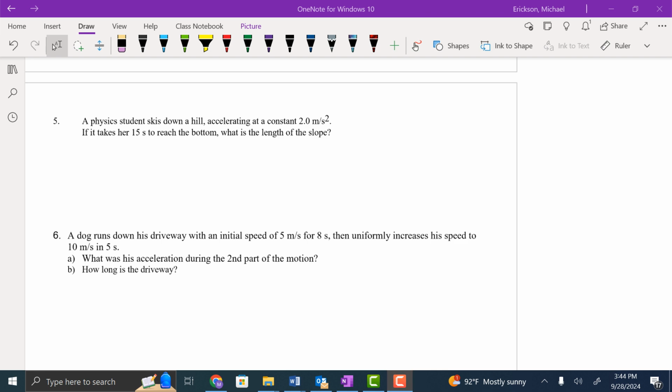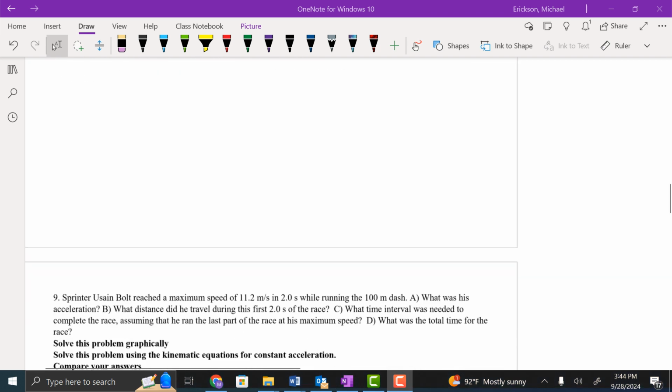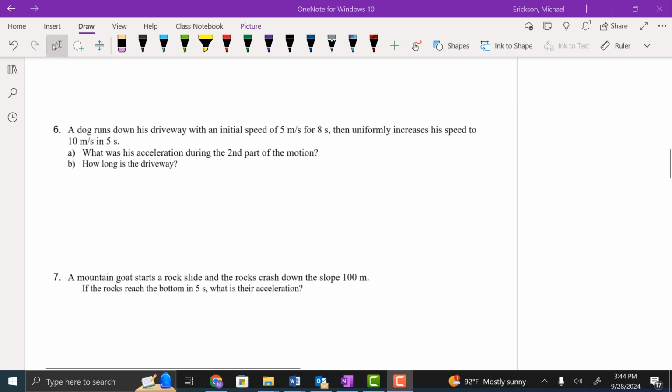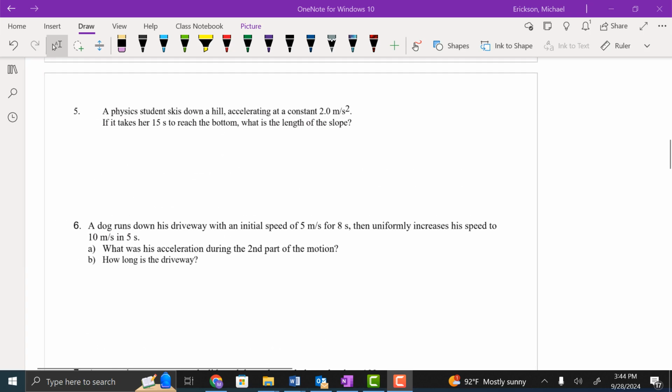All right, so continuing on, this might take two more videos. I'll try to do this in a couple. So we have this one: a physics student skiing downhill, accelerating at a constant 2 meters per second squared. And by the way, if you need more practice, you could probably find a bunch online, but there's a good chance you can just erase everything and retry it. And if you can get these over and over again, you're probably going to be good for most of the problems you find. All right.